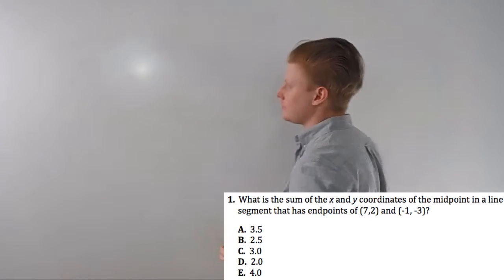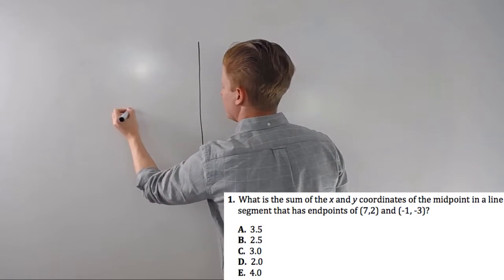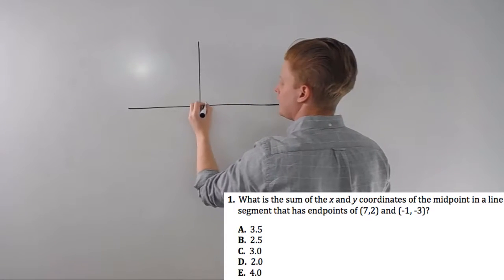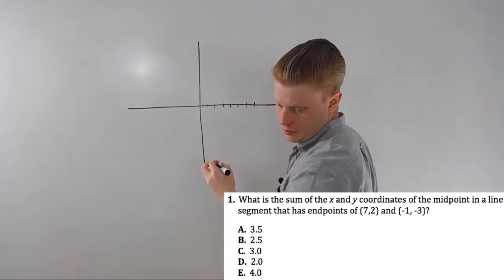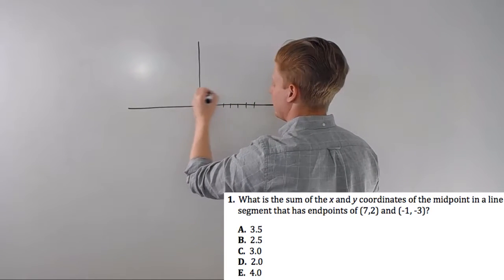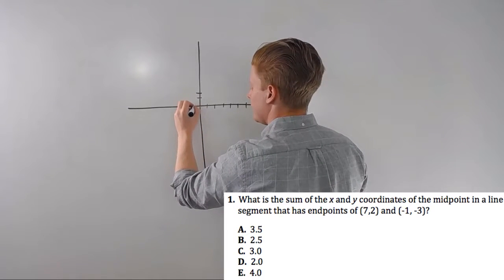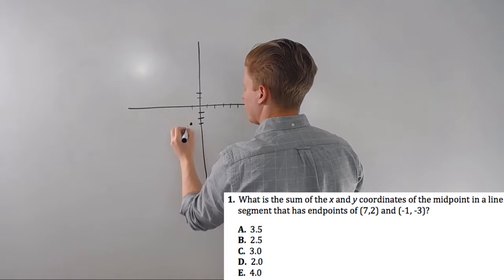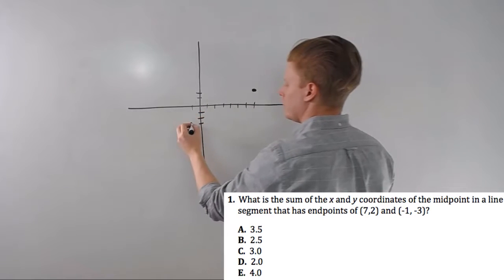We've got a segment with endpoints 7, 2, and -1, -3. And again, when they describe a diagram, I'm going to draw it. And when there's a given diagram, I want to use the diagram itself instead of drawing one. But I want to show you how your rough back of the envelope diagrams can actually be really, really useful.